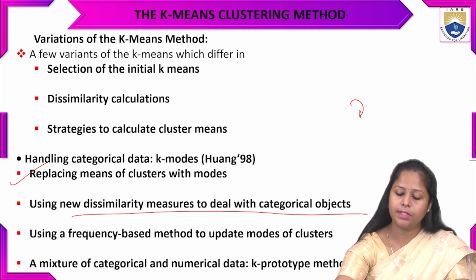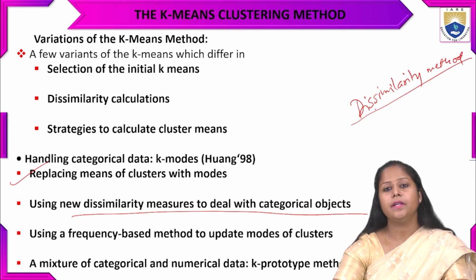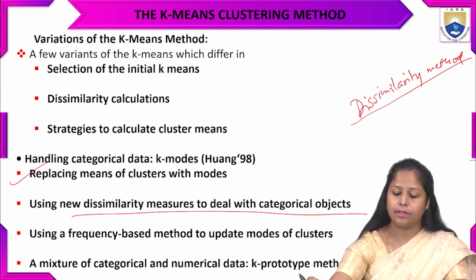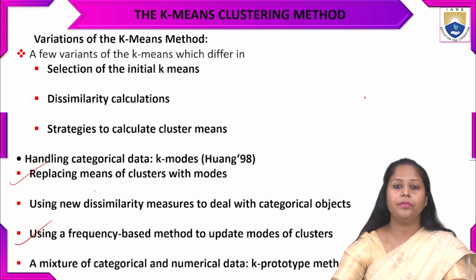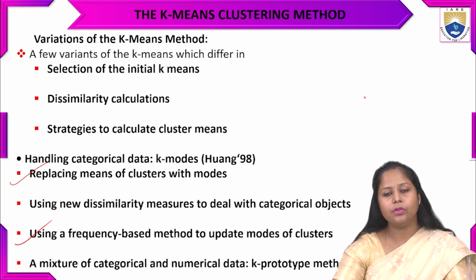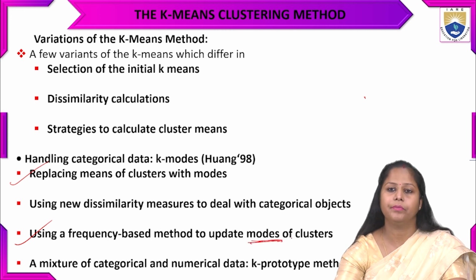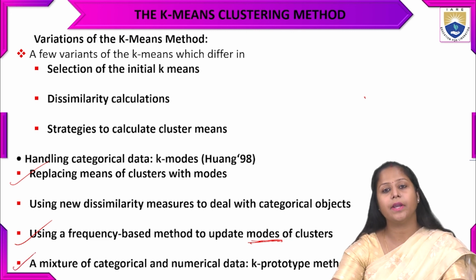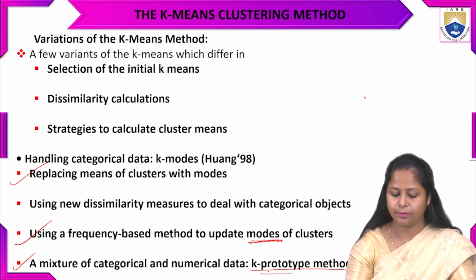Here we use dissimilarity methods; we have seen some dissimilarity formulas, so on that basis we measure for categorical data. Third is using a frequency-based method to update the modes of clusters. Fourth is a mixture of categorical and numeric data. If you have a mixture of categorical and numeric data, then the k-prototype method is suggested.